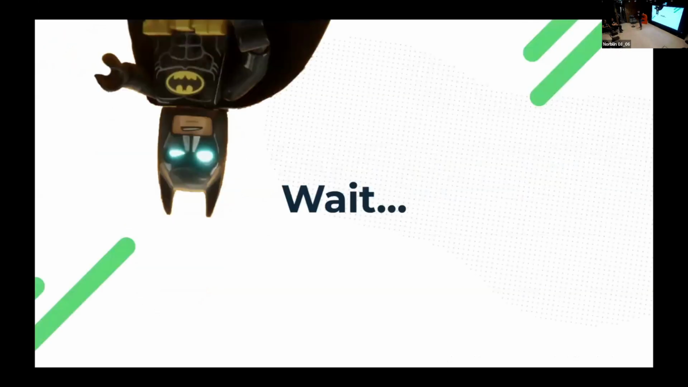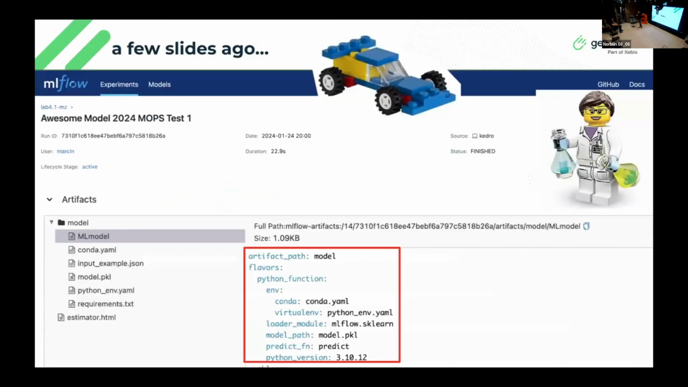But wait, another thing. So I've been talking about models, storing the models, and more runs and different kinds of model registry and so on. But how do we actually put those models in MLflow? So that's the slide that you've seen before. You see in the artifacts the model is stored, and here is some YAML file with some metadata, and here you can spot the name flavors.